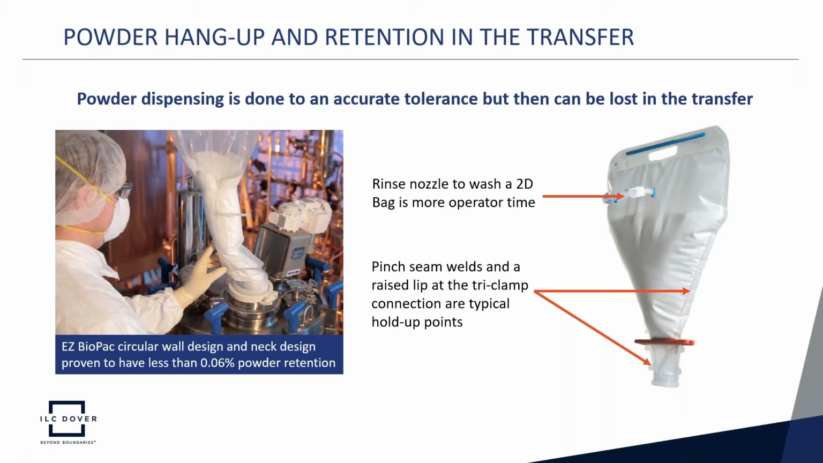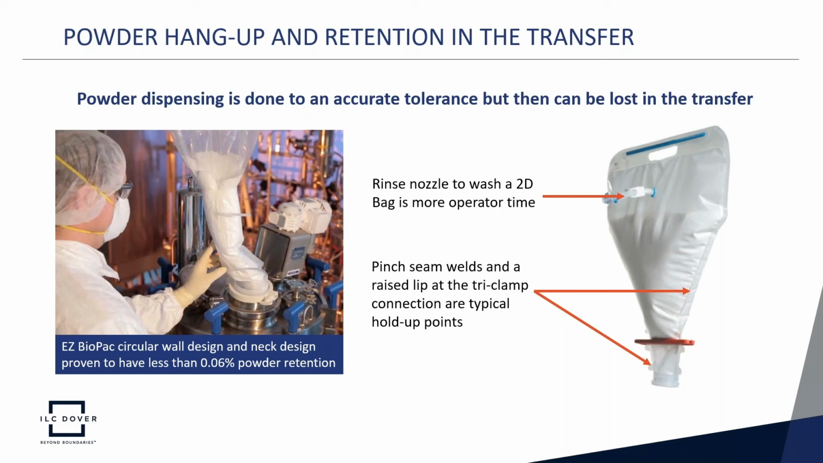And this is because there are hang-up areas in the pinch seam welds that hold the bag together, or part of the construction of the bag, and also a lip or a hold-up point at the tri-clamp weld where the tri-clamp is welded to the plastic film of the powder transfer bags. And so this is really an extra step when we have to wash that bag out to remove that residual material, to be able to take the time to connect, let's say, a WFI line to the rinse nozzle, do the rinse, and then disconnect that. So extra work for the operator, slowing the process down. Really, we're trying to avoid these kind of things.